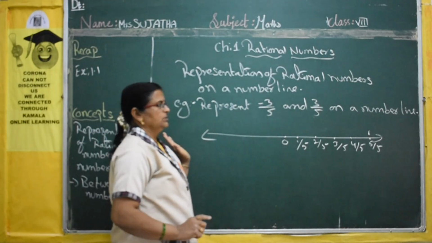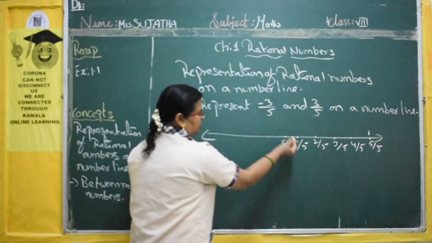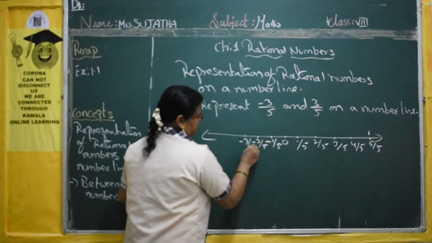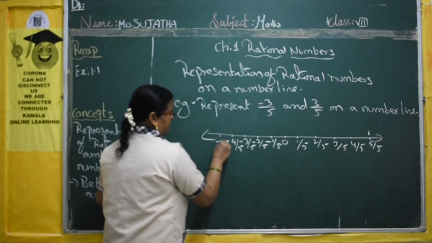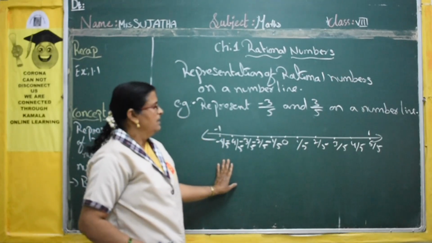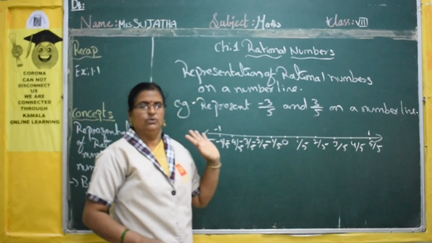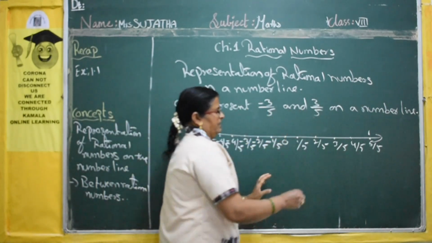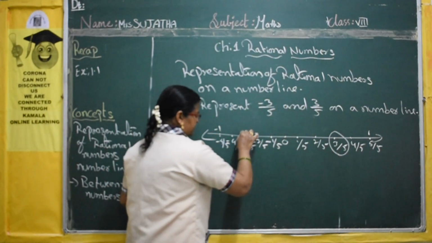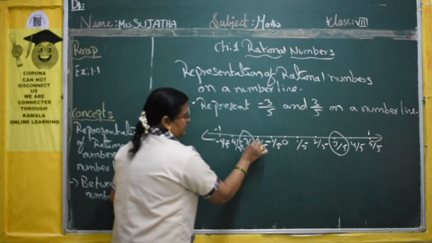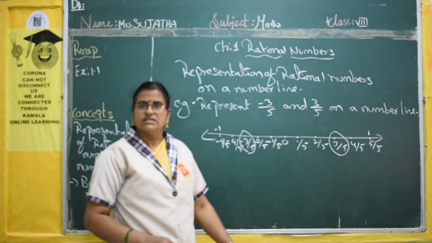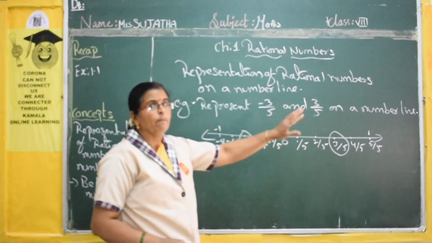Similarly, to the left side of 0, the negative numbers, you have to write the negative fractions: minus 1 by 5, minus 2 by 5, minus 3 by 5, minus 4 by 5, minus 5 by 5. Minus 5 by 5 is nothing but minus 1. Okay. Now we wrote 0 to 1 and 0 to minus 1. Then on the positive side, where is 3 by 5? Just round it up there. On the left side also, just round up where minus 3 by 5 is. So this is the way you can represent a rational number on a number line. This is for proper fractions only.